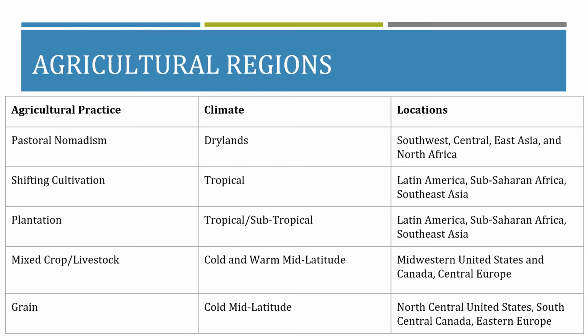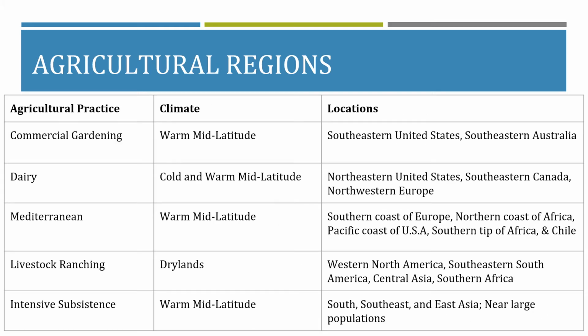The next one here is grain agriculture. So grain agriculture is going to be found in cold mid-latitude climate. That here in the US is mainly in the area known as the Great Plains, which is basically from Montana to Texas. It's also found in parts of Canada and also in Europe. So grain agriculture is when you are specifically growing grains for human consumption. So here in the Great Plains, it's mainly wheat, some corn as well, but mainly wheat is going to be the biggest one for that type of agriculture.